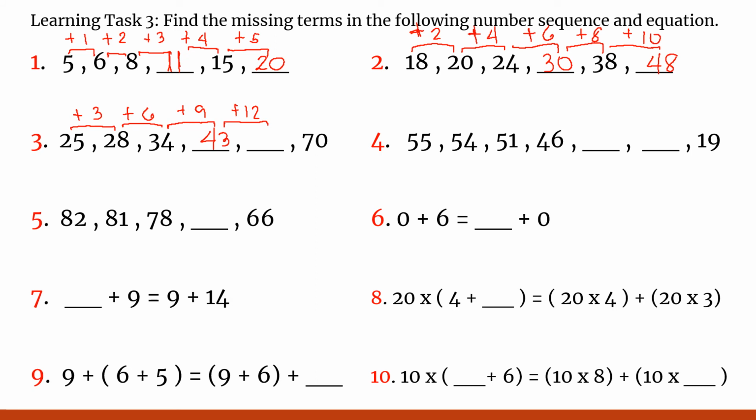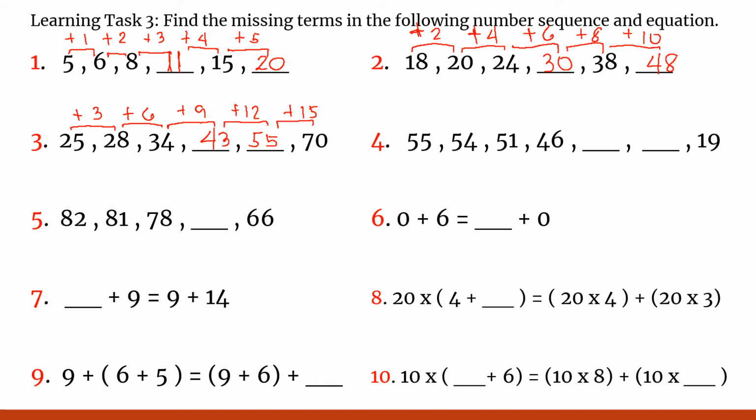Well, the answer is 55. And then from 55 to 70, if it is correct, dapat siya ay plus 15. So, tama. Therefore, the unknown terms dun sa sequence 3 ay 43 and 55. Next, number 4: 55, 54, 51, 46, blank, blank, and 19.